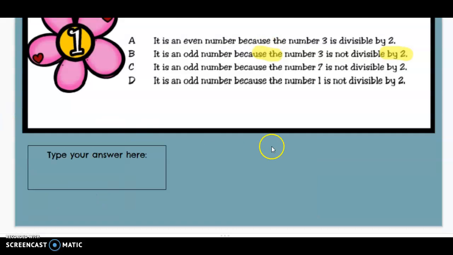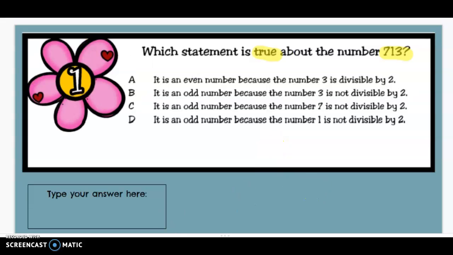All right, so I'm going to look at my number 713. When you're trying to figure out if a number is even or odd, you're going to look at the number in the ones place, and we have a 3. 3 is an odd number.